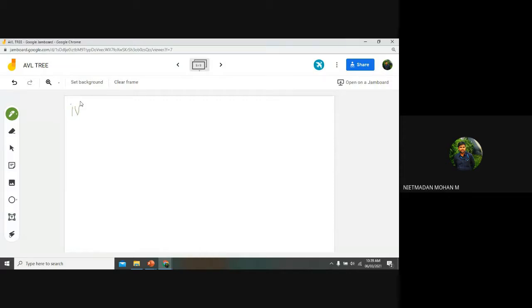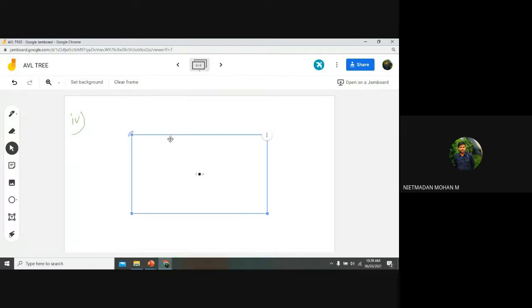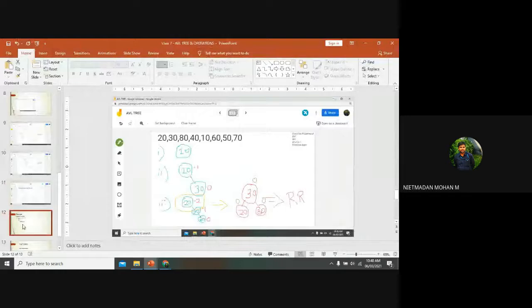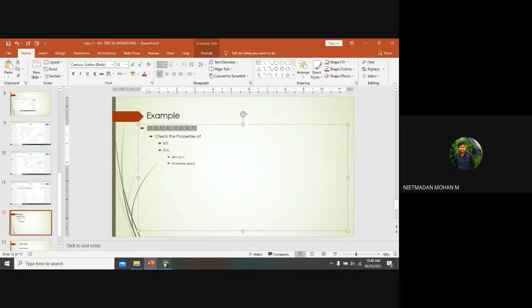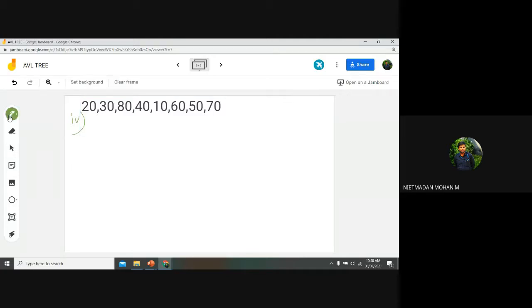The fourth step. For 80, the left side will be 40. So in the fourth step, what will happen? Before that we have 30, 20, and 80, and now we insert 40 on the left side of 80. Right? Yes. So now you can check the balancing factor.